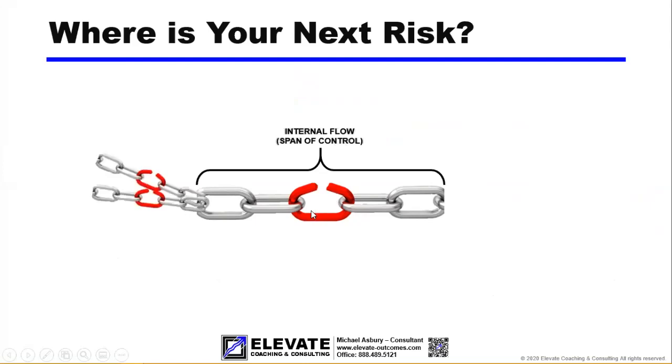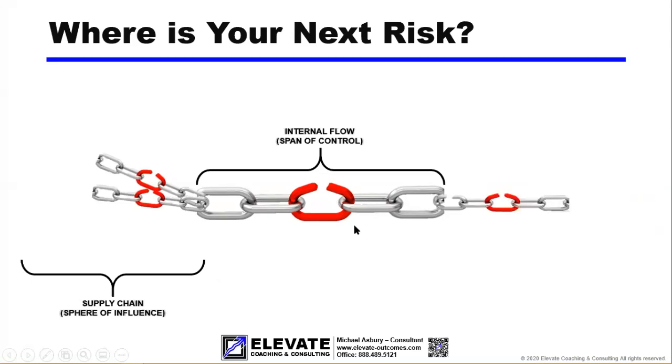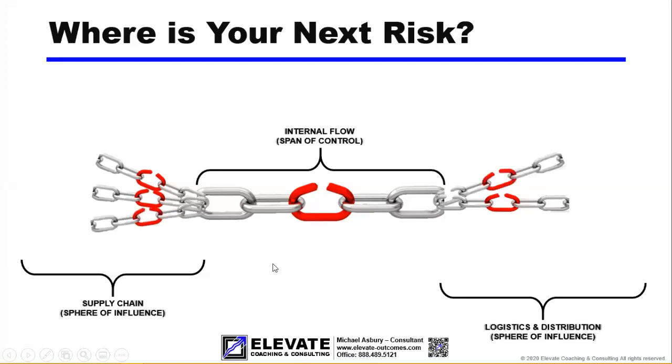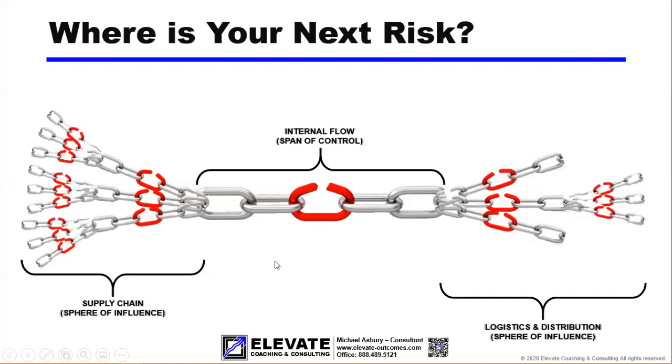Now we're looking at what we need to do so that our supply chain can be stronger as we get stronger, okay? As well as our distribution and logistics. They may be outside of our span of control, but they're certainly in our sphere of influence, right? So what can we do to help them benefit as we grow?